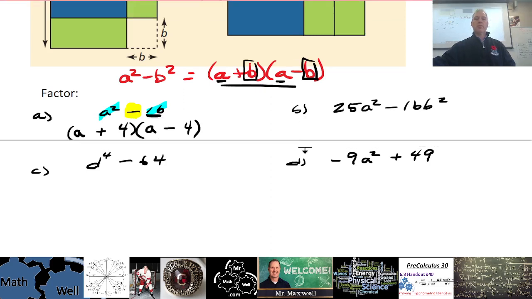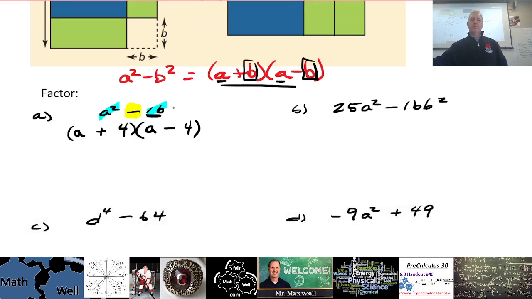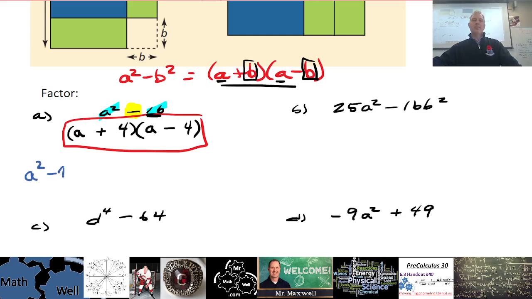And I'll show you why that's important. Okay? This is the answer. This is your factored version. And the reason why it's important that one's a plus and one's a minus is because when we expand this out, what we get is this. When you do the binomial expansion there, you do the FOIL method, and notice that a plus and a minus cancel each other out. So there is no middle term anymore. The plus and the minus cancel out the middle terms, and all you're left with is a squared minus 16.